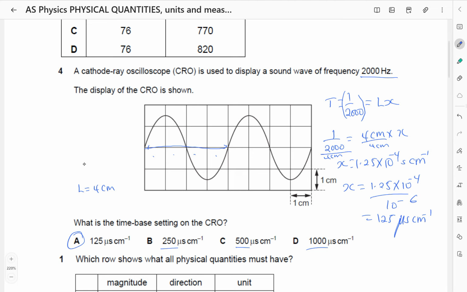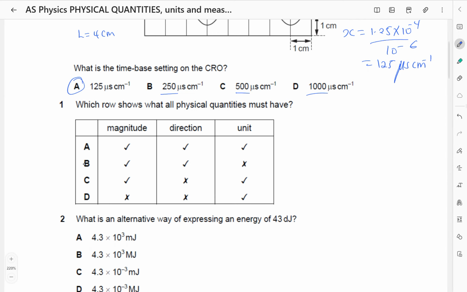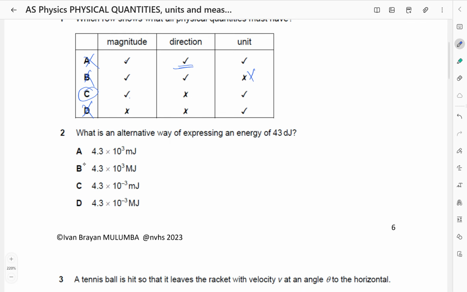So this is 125 microseconds per centimeter. Which row shows what all physical quantities must have? All physical quantities must have a unit. This one is showing there is no unit, so this row is out, B is out. All physical quantities must have magnitude. This one is showing they don't have magnitude; it should have magnitude. So we remain with A and C. And A is going to be out because some physical quantities are scalars, so the answer is going to be C, because they may not have direction, but they have the magnitude and the unit.